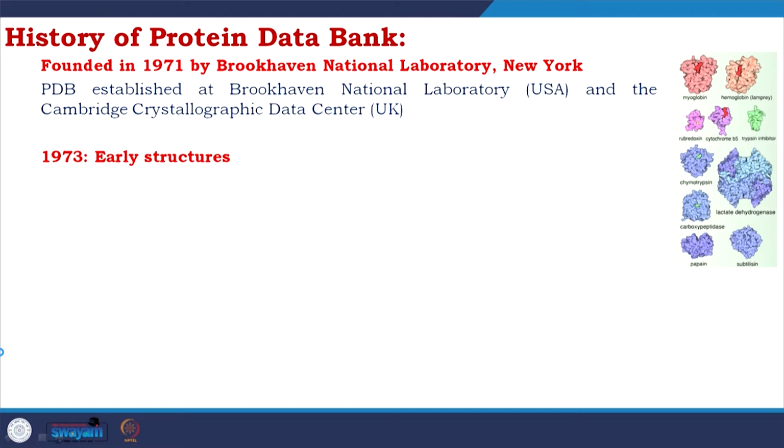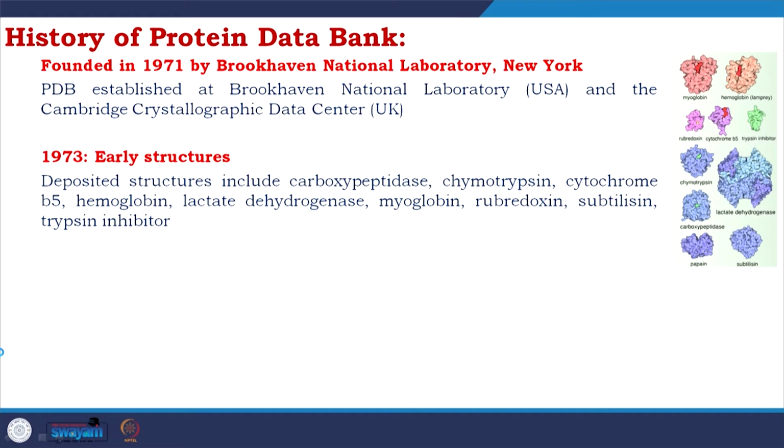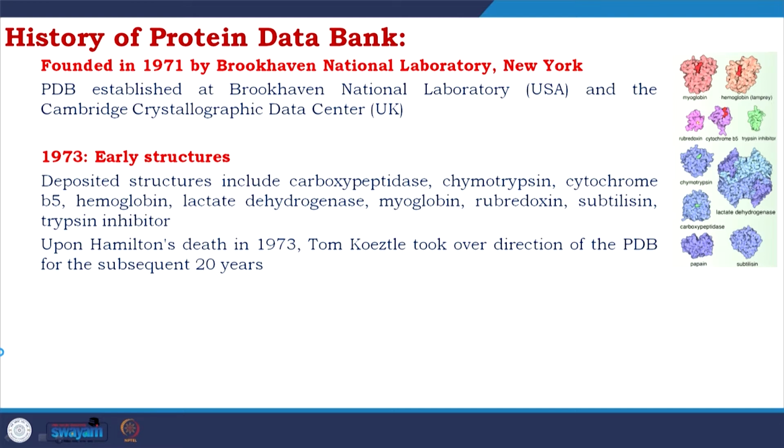In 1973, the early structures are here: myoglobin, hemoglobin, as we know they are the first two structures, then rubredoxin, cytochrome B5, trypsin inhibitor, chymotrypsin, carboxypeptidase, papain, subtilisin, lactate dehydrogenase, all the early structures came. So, the deposited structures include all those I talked about. Then Hamilton, who was the initiator, died in 1973, and Tom Koeztle took over direction of the PDB for the subsequent 20 long years.